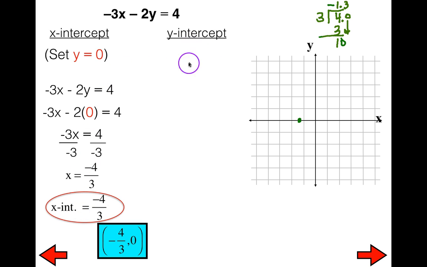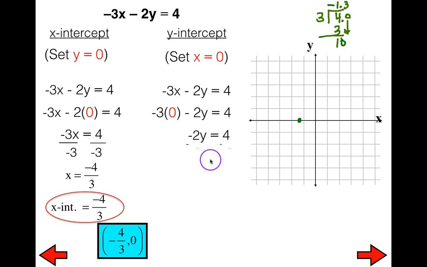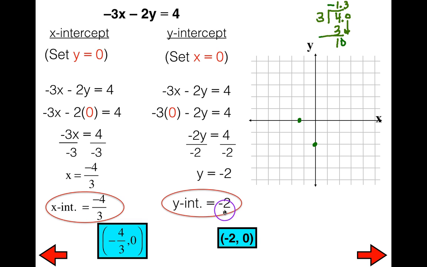Now for my y-intercept, you're going to again set x equal to 0. You're going to solve, and here I'm going to get y equals negative 2. So on my y-axis, I'm going to go ahead and place my point at negative 2. This ordered pair would be written as 0, comma, negative 2. So now that I have the 2 points on my graph, I'm just going to go ahead and draw a line, and there you have it.